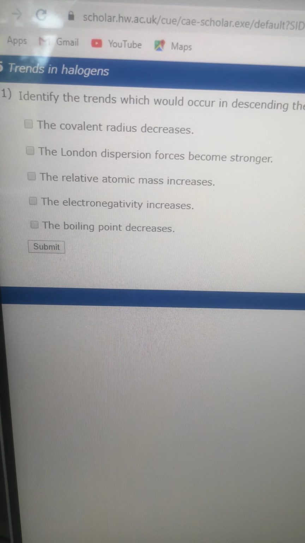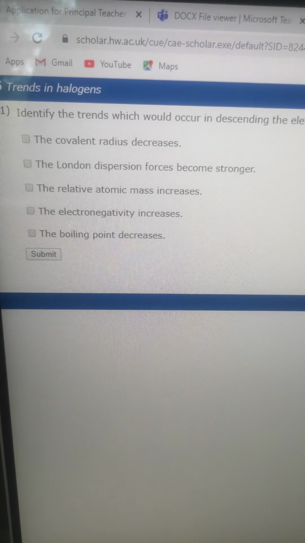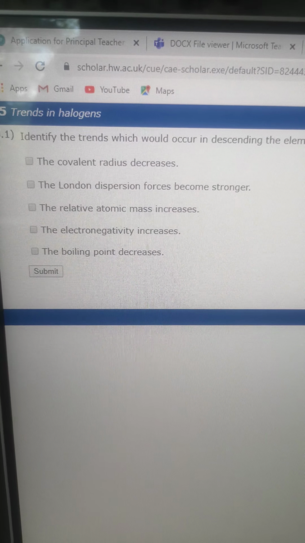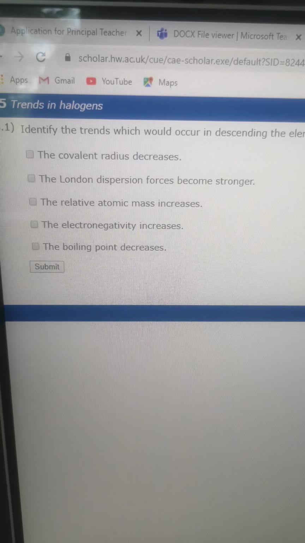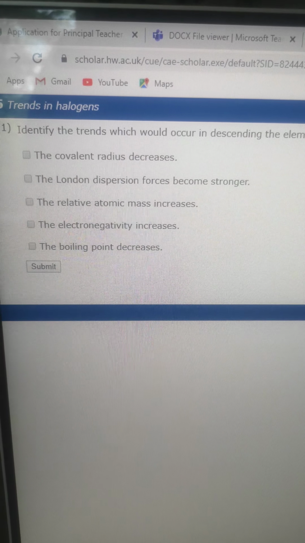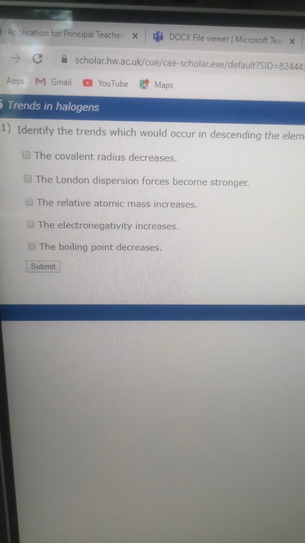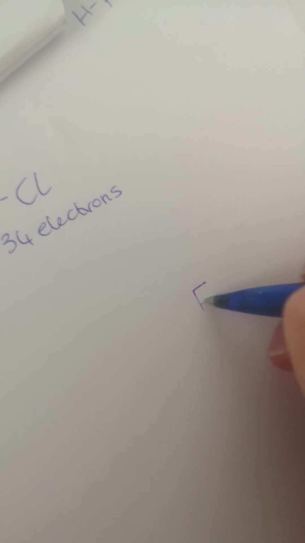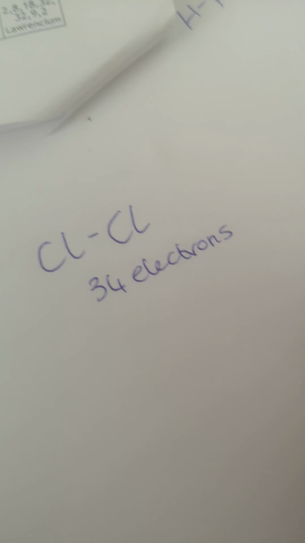The electronegativity increases. Well, if you remember your definition of electronegativity, it's the attraction an atom has for bonding electrons. And bonding electrons are only the outer electrons. So we're thinking, what happens to the attraction of an atom for the outer electrons? If we think of our molecules, fluorine, chlorine, bromine, iodine, I'll just draw it here. So fluorine, fluorine has 2 electrons in its first shell and 7 in its outer shell.